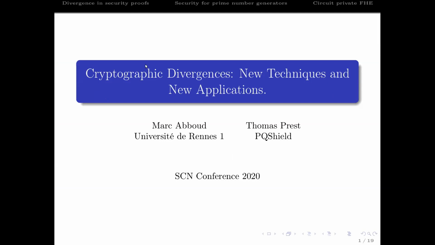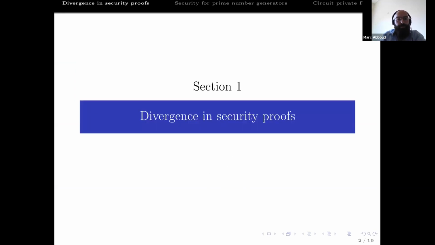So I'm going to talk briefly about the paper that we wrote with Thomas called Cryptographic Divergences: New Techniques and New Applications. There are two parts to the paper. First, a theoretical one where we introduce a new kind of divergence. We call it the relative error over alpha, which has some nice properties. Then we're going to talk about two applications. The first is security for prime number generators, and then secret key privacy in fully homomorphic encryption schemes.